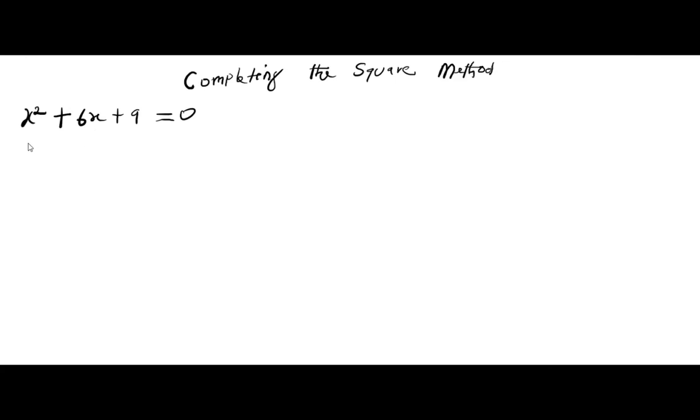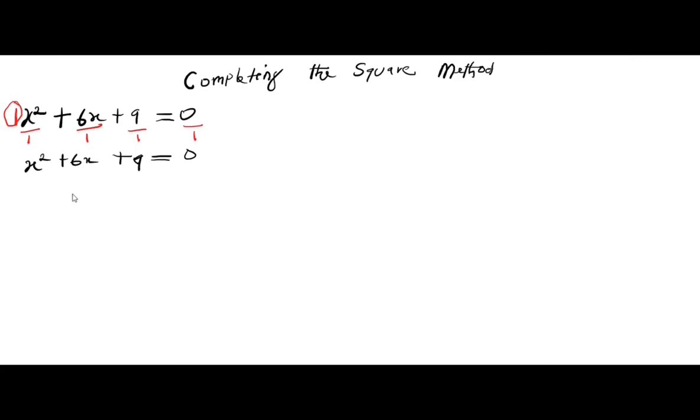The first step is to divide by the coefficient of x squared. Here the coefficient of x squared is 1, the coefficient of x is 6, and the constant is 9. So we divide each term by the coefficient of x squared: this over 1, this over 1, and this over 1. So we still have x squared plus 6x plus 9 equals 0.